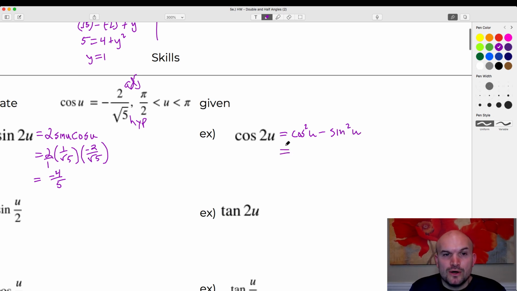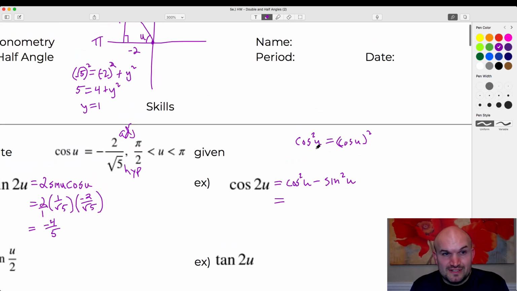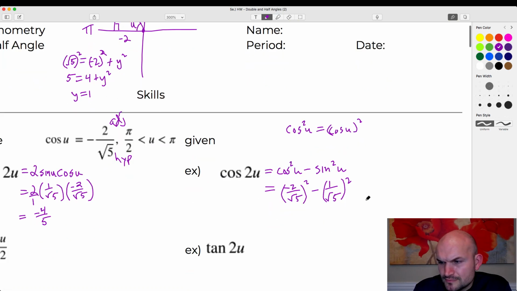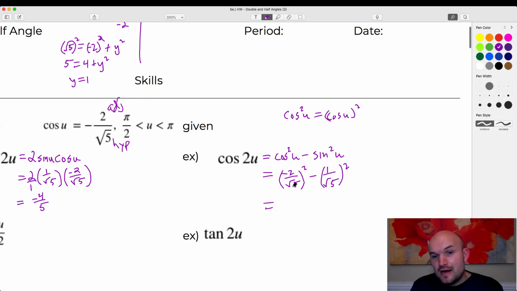All right. So now in this case, I can plug in my cosine of u, because remember, just an FYI, cosine squared of u is equal to cosine of u squared, right? So I just need to figure out what cosine is, which I already know is -2 over the square root of 5, and then I have sine. So let's go ahead and write that in there. Cosine is -2 over the square root of 5, and that's going to be squared, and then minus sine, which is 1 over the square root of 5, squared.